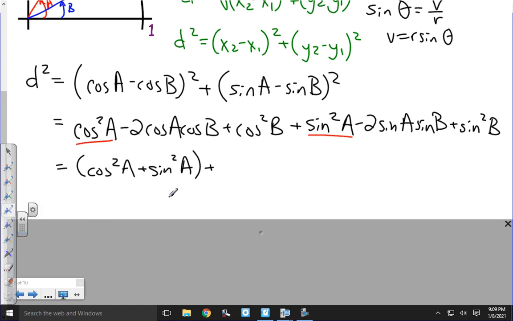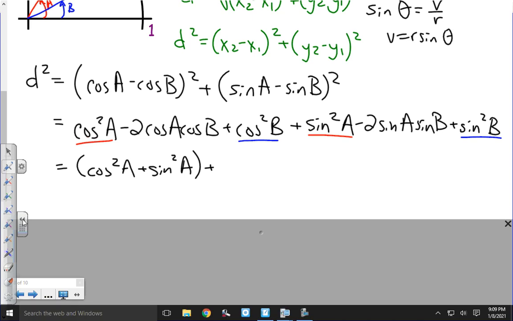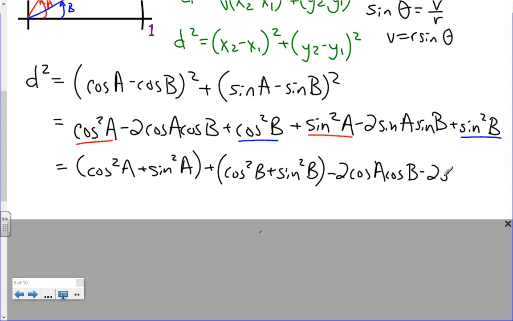So let's do the same thing with the cosine squared of B and the sine squared of B. Let's put those two together next. So I've got cosine squared of B plus sine squared of B. And then the last two things I'm just going to write down the way they are. You could possibly factor something out like the -2, but I'm going to write them as they are. So minus 2 cosine of A cosine of B minus 2 sine of A sine of B.